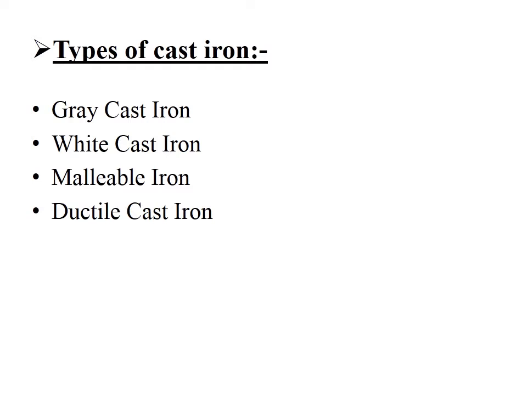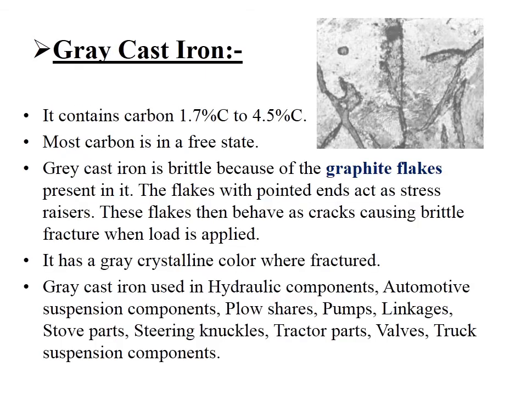Types of cast iron. So as we saw in the previous slides, gray cast iron, white cast iron, malleable cast iron and ductile cast iron, these are the main four cast irons available as far as the commercial material is concerned. So let us go first with gray cast iron.